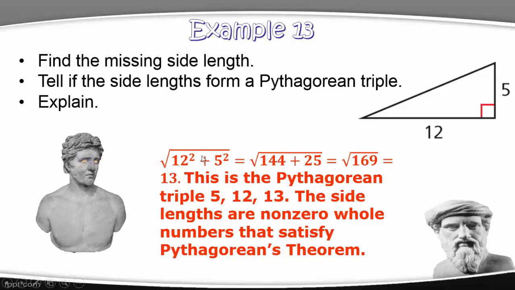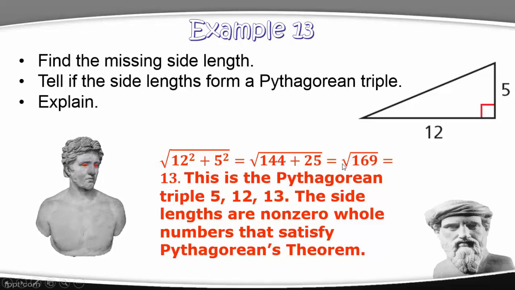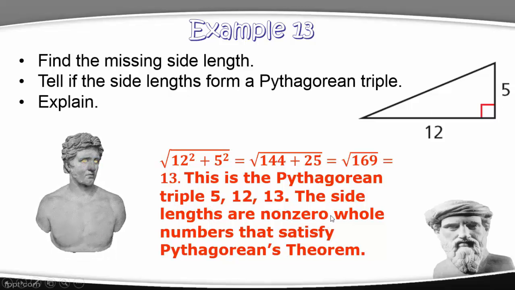So what I did is I have 12 squared. That means 144 plus 5 squared is 25. And then I added these two up. I got 169. It turns out that 169 is a perfect square. So this is indeed a Pythagorean triple, 5, 12, and 13. And as we just showed, it satisfies the Pythagorean theorem, and these are all whole numbers.